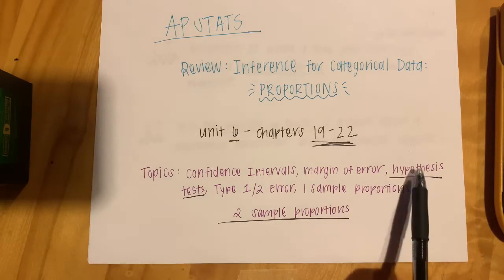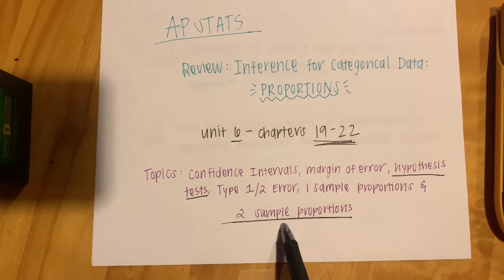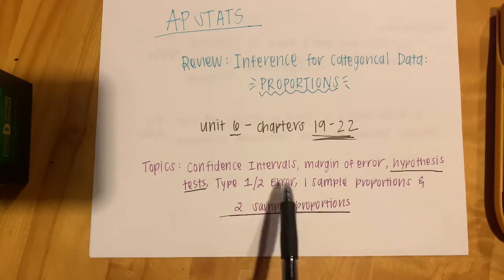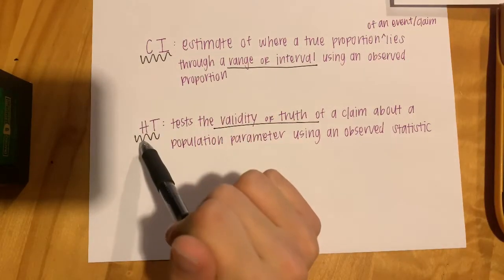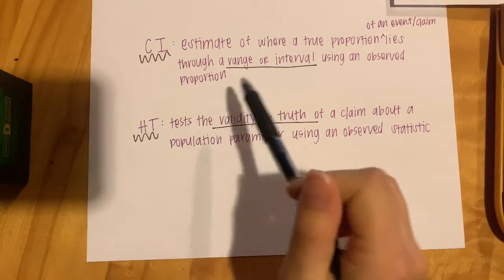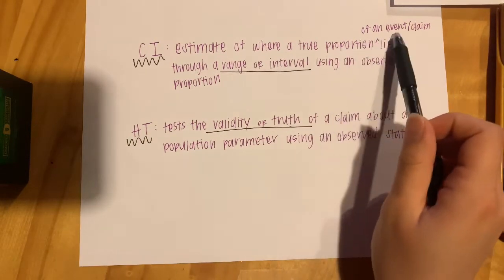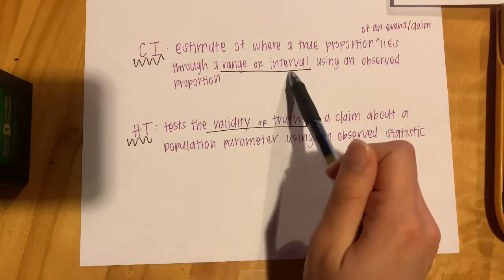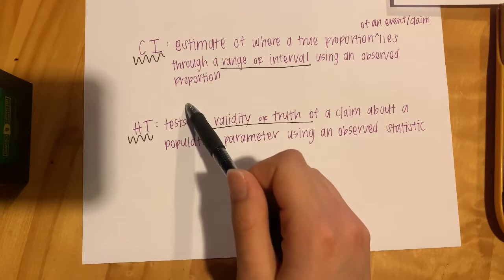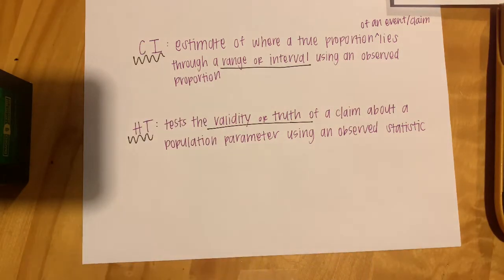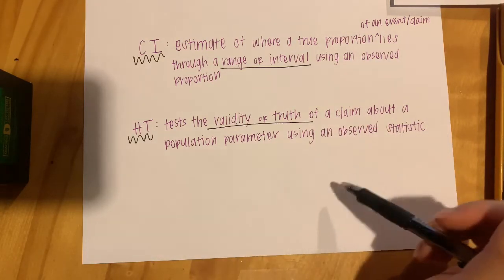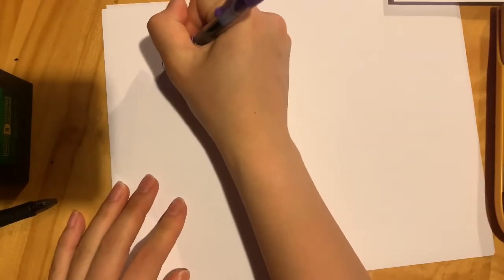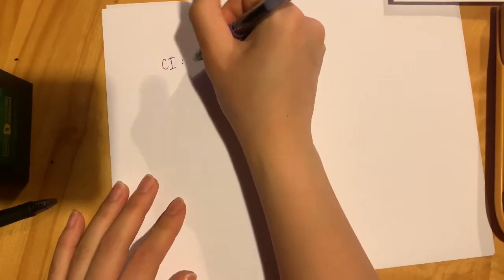But today it's mostly going to be focused on hypothesis tests and 2 sample proportions, but there will still be some of everything else. So, the difference between a confidence interval and a hypothesis test. A confidence interval is going to be an estimate of where a true proportion of an event or a claim lies through a range or an interval using an observed proportion. And then a hypothesis test tests the validity or the truth of a claim about a population parameter using an observed statistic.